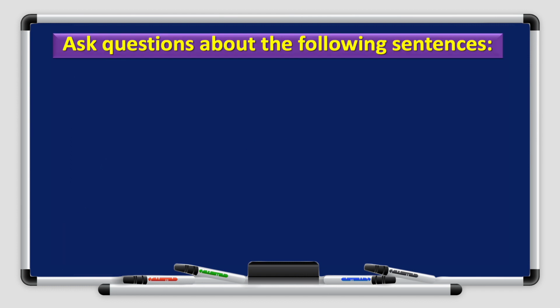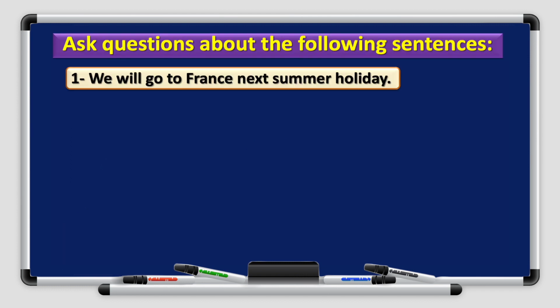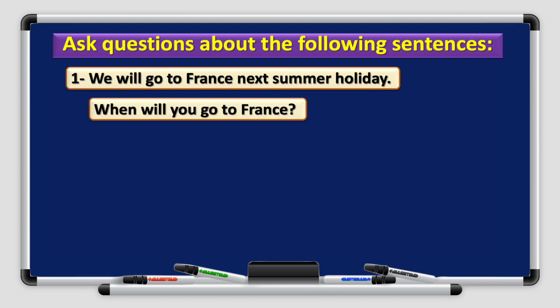Let's ask questions about the following sentences. Number 1, we will go to France next summer holiday. How can I start my question here? When will you go to France? Again, question word, when, helping verb, will, you, the subject, and go, the main verb.